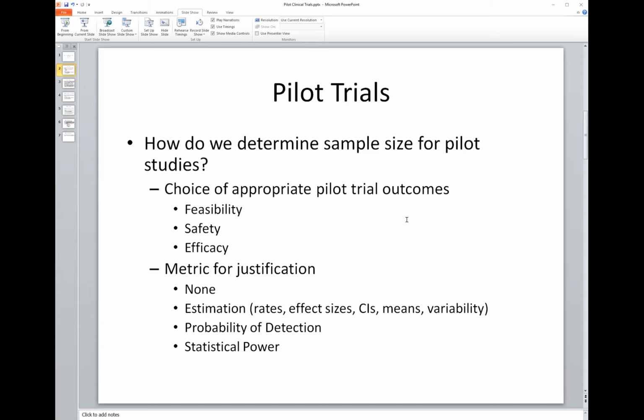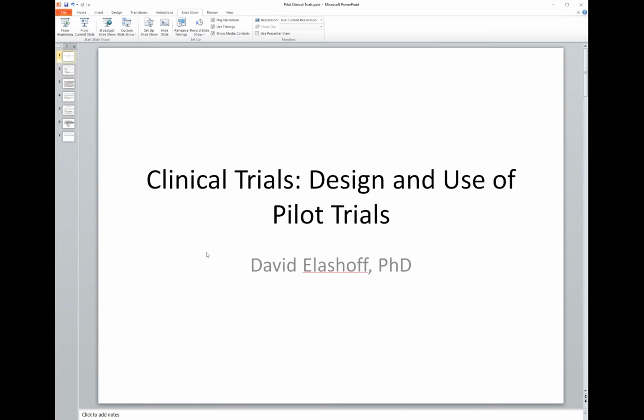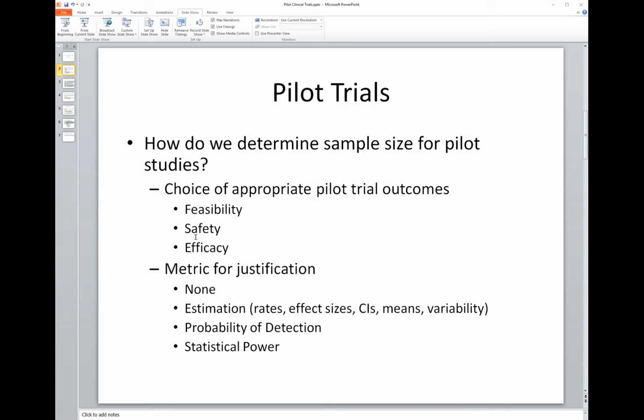And in late stage trials, we usually focus on the efficacy of the intervention, and often we'll also discuss safety as potentially a secondary endpoint. For a pilot trial, though, efficacy may be the last consideration that we should think about trying to evaluate. Often it's more important to really evaluate feasibility, potentially safety, and then maybe or maybe not get into a measurement of efficacy.